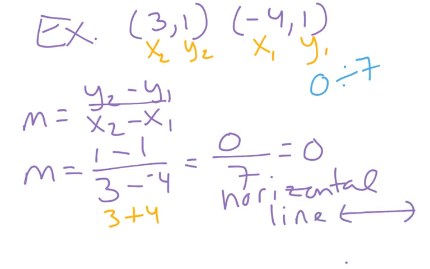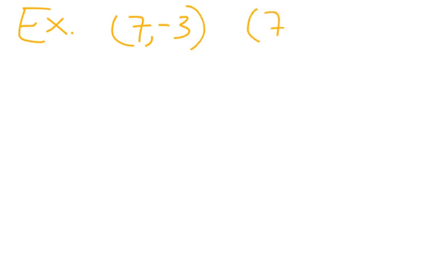Okay, I'll try to do each of these out in a graph when I'm done. So we have a horizontal. Don't say it's a straight line. All lines in math are straight. Okay, all lines are straight. That was horizontal. All right, last example is we'll use the points 7, negative 3, and 7, 1.